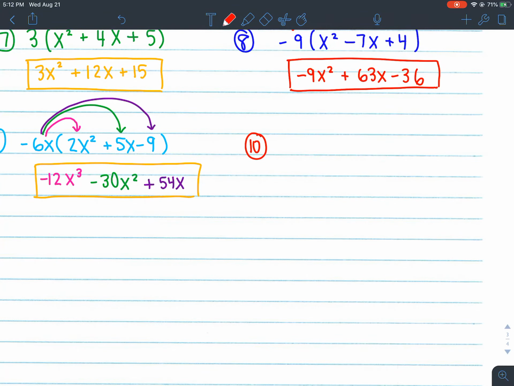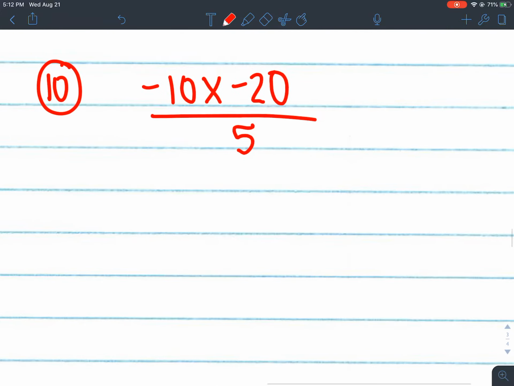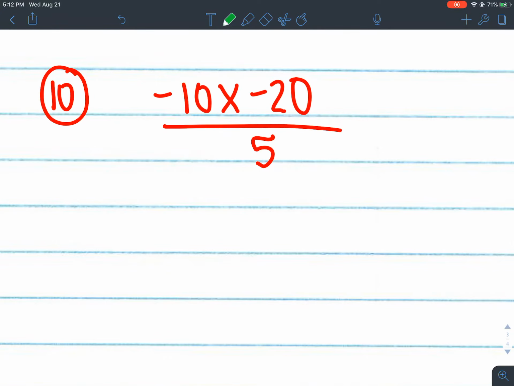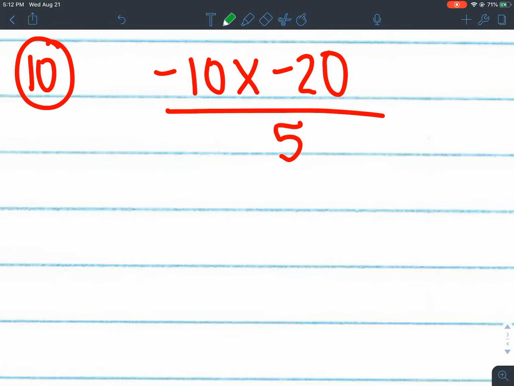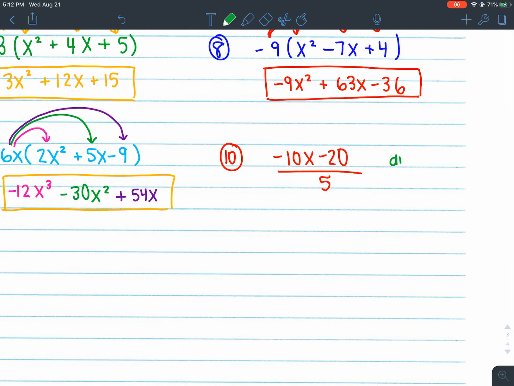Number 10. This one's a little bit different, but not too bad. Negative 10x minus 20 divided by 5. You're like, whoa, division, what am I doing? Basically you just have to divide everything by 5. So if you want to, I can write divide.